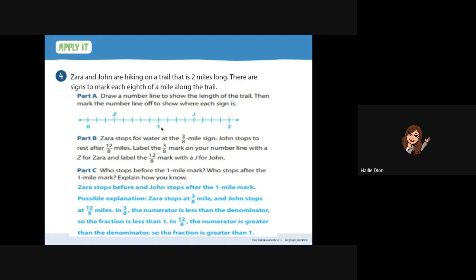So this 1 is equal to 1 mile. So who stops before? We can check and see the Z, meaning Zara. So Zara stops before the mile, and that obviously means that John stops after the mile. Zara stops at 3/8 and John stops at 12/8. In 3/8, the numerator is less than the denominator, so the fraction is less than 1. In 12/8, the numerator is greater than the denominator, so the fraction is greater than 1. And we talked about that earlier in the week, how if the numerator and denominator are the same, it's 1. If the numerator is bigger than the denominator, it's greater than 1. And if it's lower than the denominator, it's less than 1.